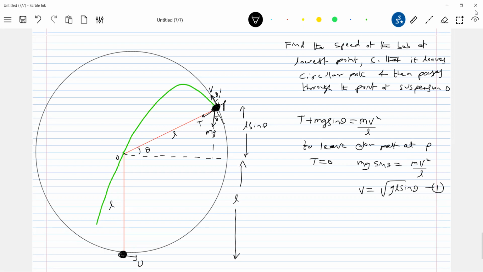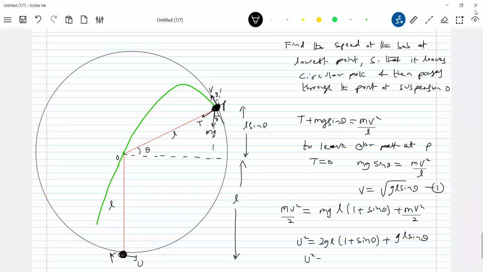What was our question? To get that, let me apply conservation of mechanical energy. mu square by 2 equal to mgL into 1 plus sine theta, plus mv square by 2. Try to see the conservation of mechanical energy between point A and P. In place of V square, you can write gL sine theta. So u square is equal to 2gL, or gL I'll take outside, 2 plus 3 sine theta. I think you are already able to remember that.